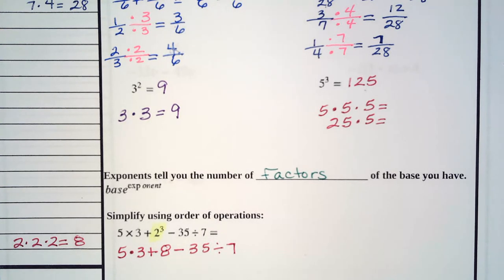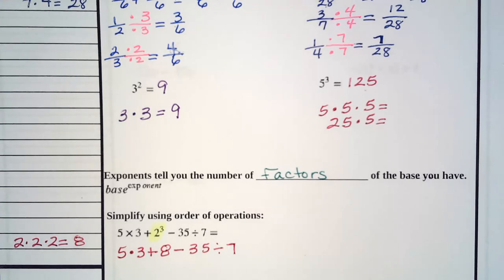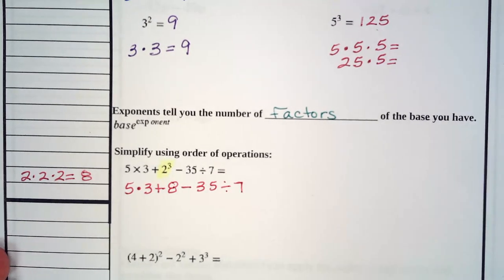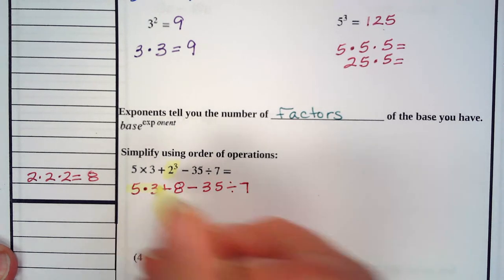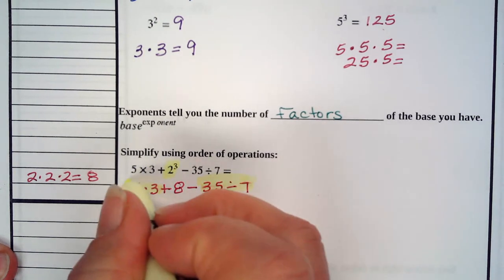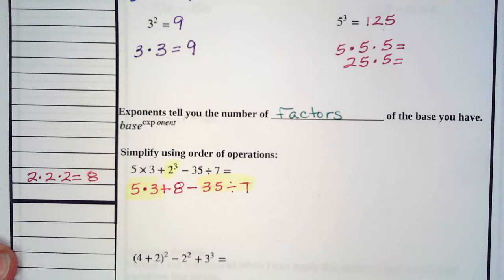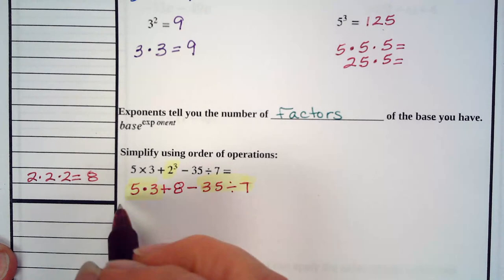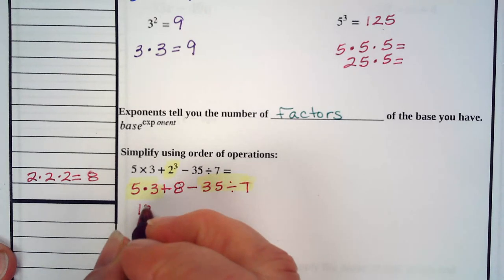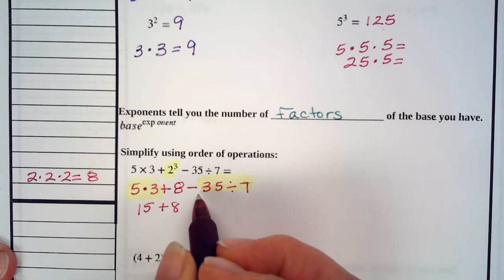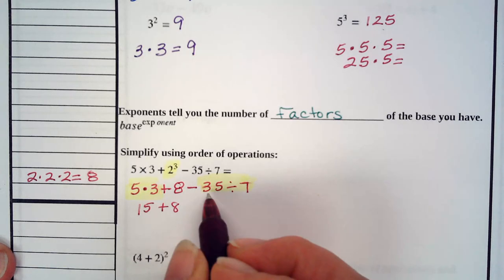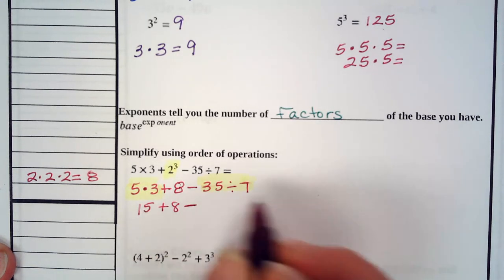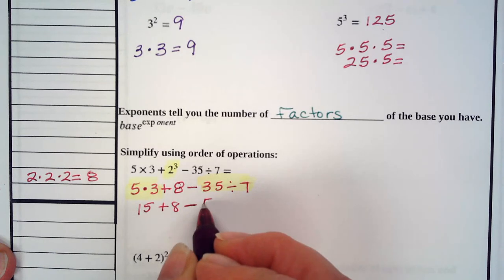Okay, I've done my exponent. After exponent, what comes next? Multiplication or division, whichever you see first. Well, we see the multiplication here and the division here. So we're going to do those next. 5 times 3 is 15, plus 8. Negative 35 divided by positive 7. Negative divided by a positive is negative. 35 divided by 7 is 5.